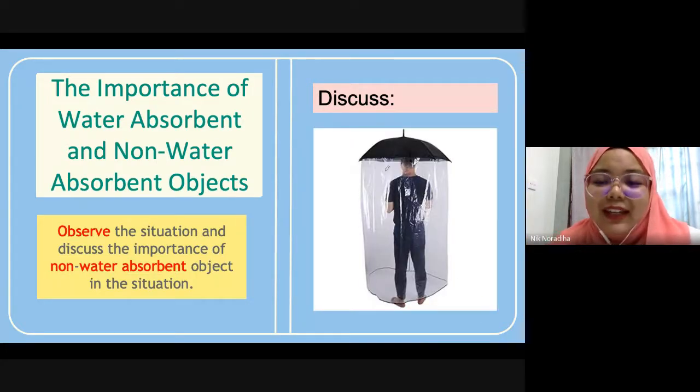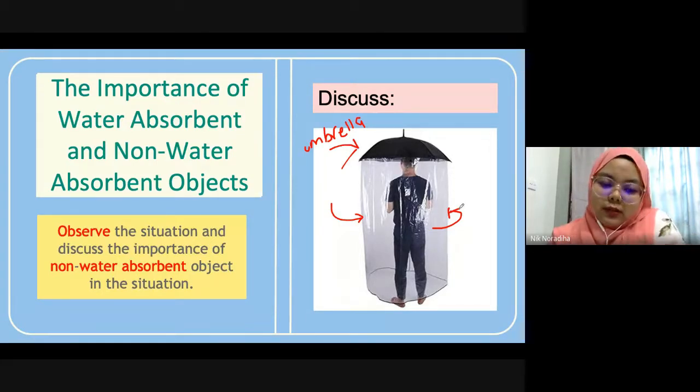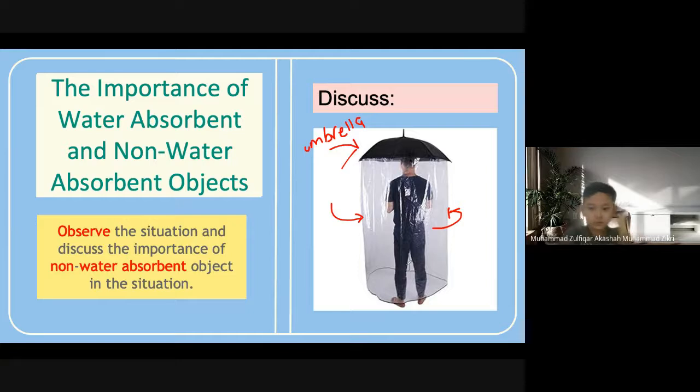This one, the same as just now, is an umbrella. But this one has a body shield around him. Why? Because sometimes if we use an umbrella, our shirt will still get wet when it's raining heavily, right? So some people will use this method, this type of umbrella, to protect their clothes from getting wet.